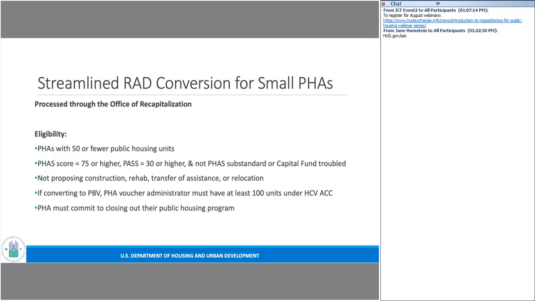Great, so hello everyone. We'll now switch gears to another option PHAs have, which is they can convert through the Rental Assistance Demonstration to a long-term Section 8 contract, either to project-based vouchers or to project-based rental assistance. Of course, RAD has been around for 6 or 7 years now. 130,000 units have converted. A couple of years ago, we created an option to make it as easy as possible for the very small PHAs with 50 or fewer public housing units to convert under streamlined procedures.